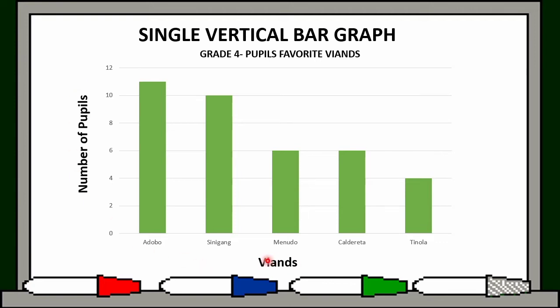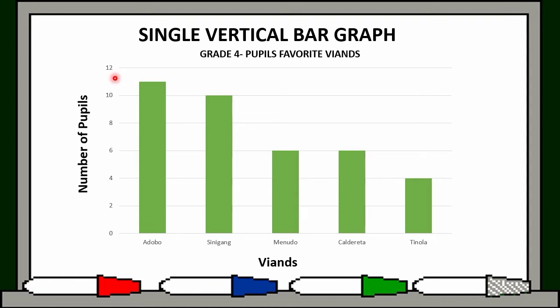And then dito sa baba, yung viands: adobo, sinigang, menudo, caldereta, tinola. And then ipaplot mo lang siya, gagawa ka lang ng bar kung anong ulam at kung ilan ang bumoto. For example, si adobo, ang bumoto kay adobo ay 11. So, gawa ka ng bar, pataas, hanggang dun sa tapat ni 11.